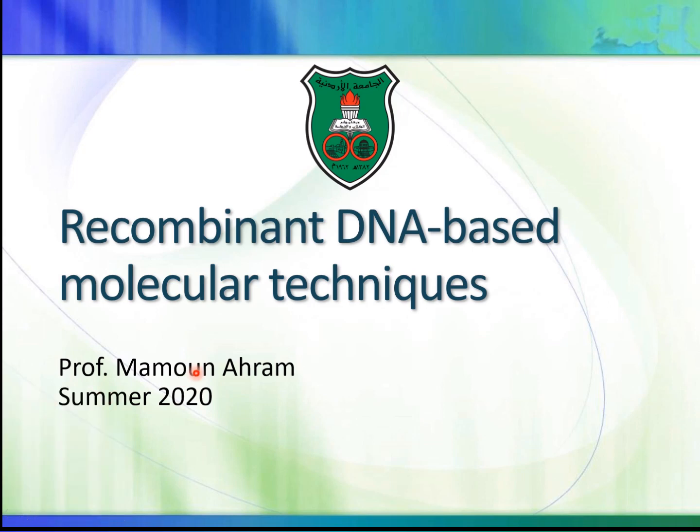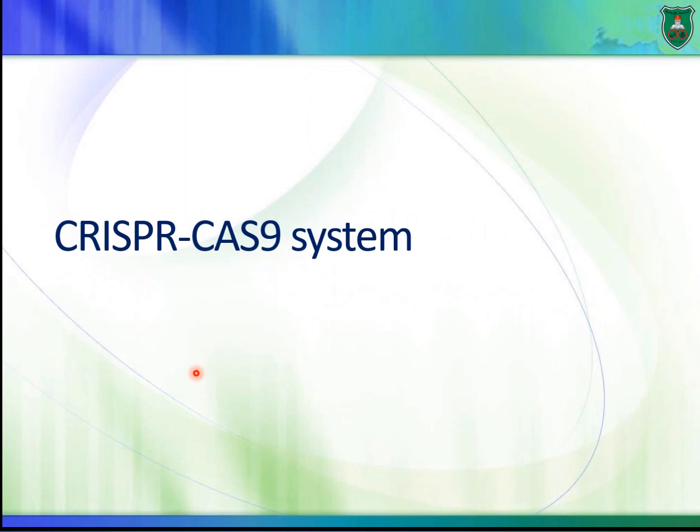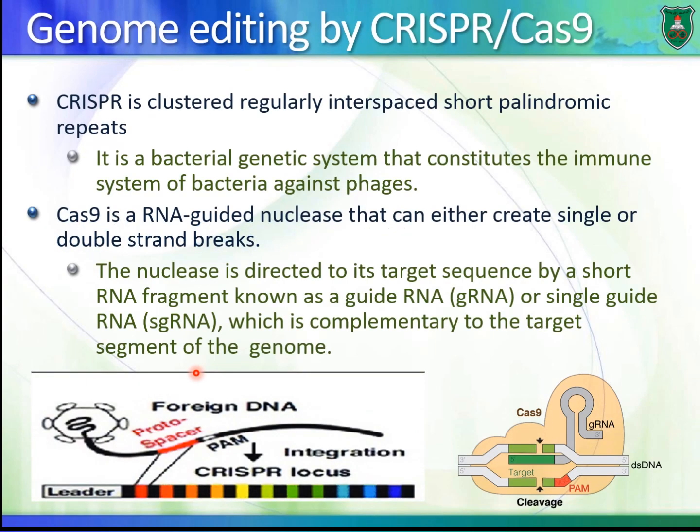This is really an exciting and new technology, and it's known as the CRISPR-Cas9 system. This system has and will revolutionize and change the field of not only molecular biology but also medicine as a whole. It's a bacterial system that is composed of two components: a genetic system known as CRISPR, and an enzyme known as Cas9.